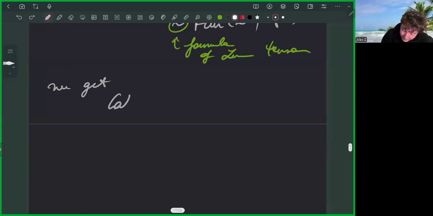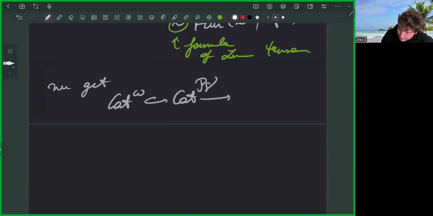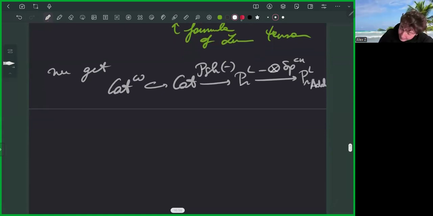So in particular, we get a symmetric monoidal functor as follows. We have this canonical inclusion, which is symmetric monoidal. Then we have taking pre-sheaves, which is symmetric monoidal. Then we go into PrL. Then we tensor this with SpCN, just like we did before. And then we go into PrL add, like the additive presentable categories. And in particular, it turns out that this factors through Groth. By factoring, I mean that this diagram commutes.